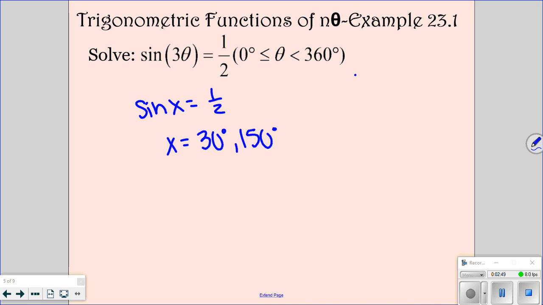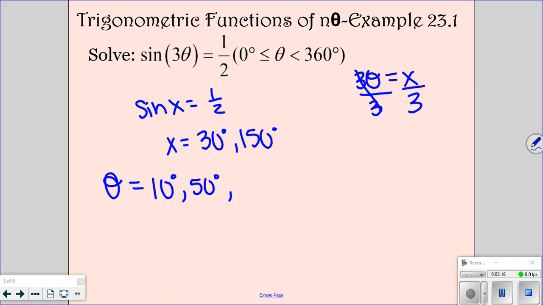However, it wasn't asking us to solve for x. It was asking us to solve for theta. So I replaced 3 theta with an x. So I need to solve for theta. So I'm going to divide my theta by 3, which means I need to divide my x's by 3. So instead of having 30 and 150, if I divide by 3, I get 10 and 50.